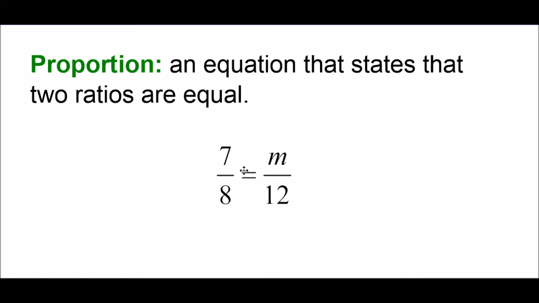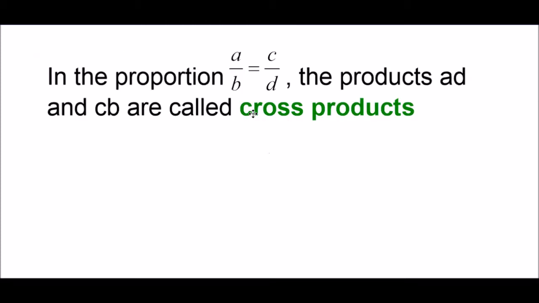Now, how we like to solve a proportion is we use what's called cross products. Cross products are cross multiplying. So, for example, here I have A over B. Let me go ahead and write that out. So I've got A over B equals C over D, and we are cross multiplying.